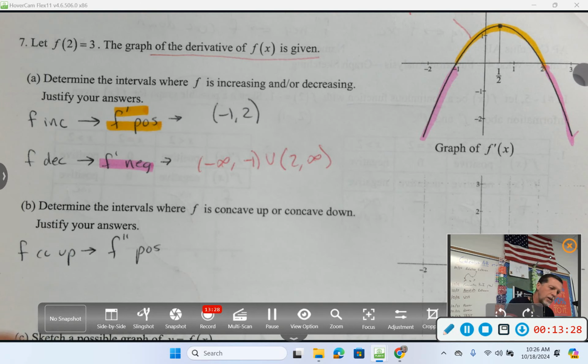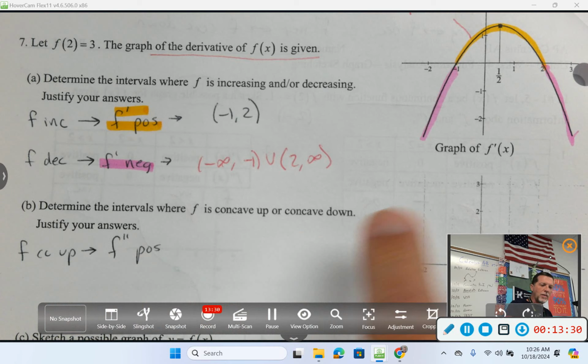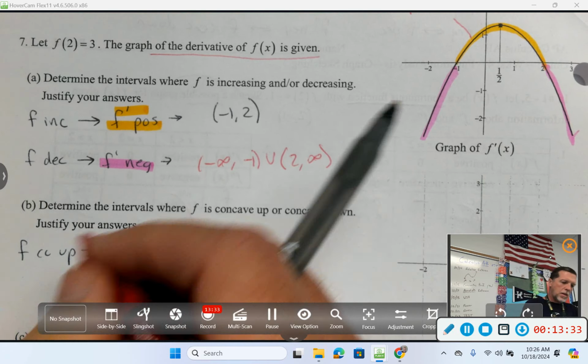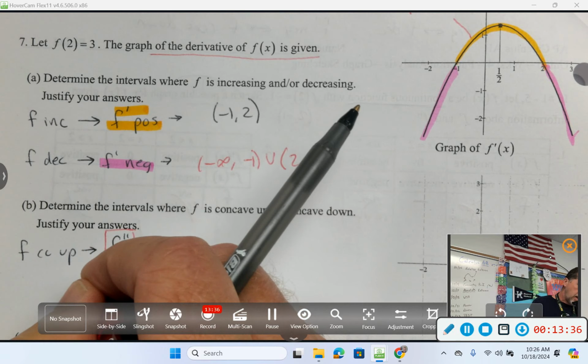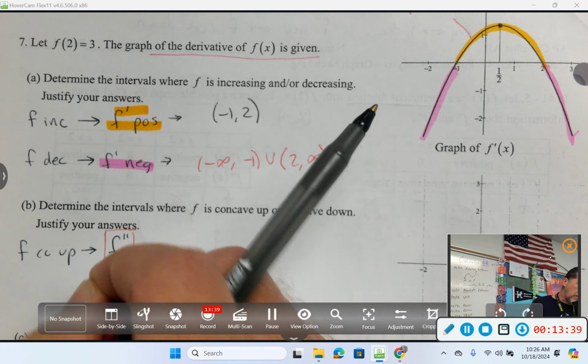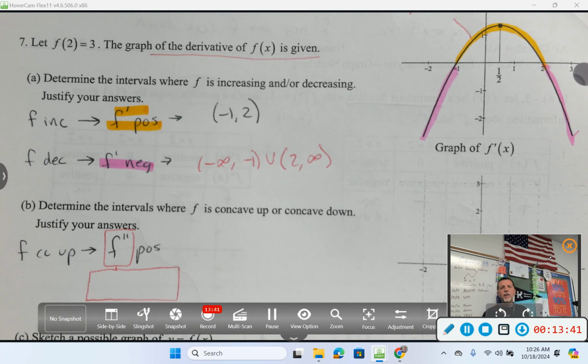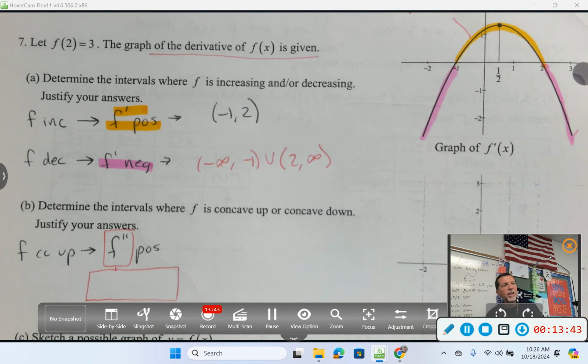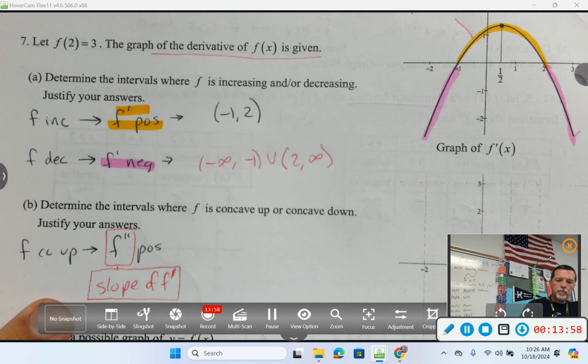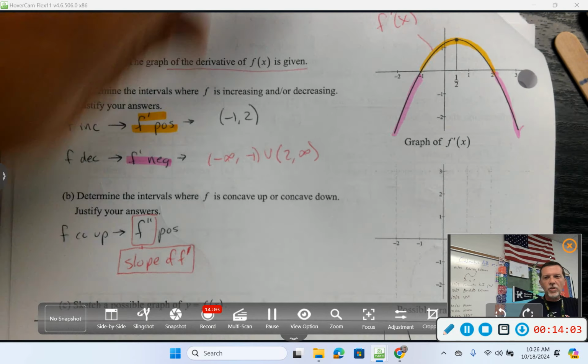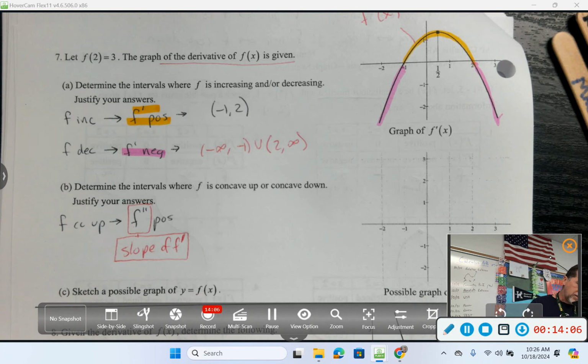Is there a way to rephrase f double prime using f prime? F double prime. How would you find f double prime if you're looking at f prime? Maybe ask it that way. How would you find the second derivative if you're looking at the first derivative? Slope. So f double prime is the same thing as the slope of f prime. So I want to know where the slope of f prime is positive.